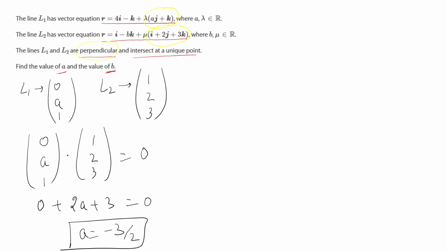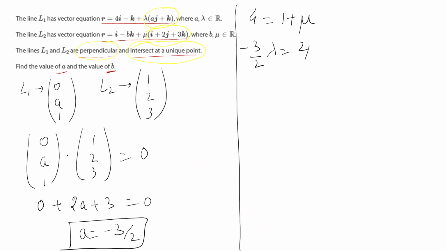Now to find the value of B, we have to use this condition that they intersect at a unique point. Since they intersect at a unique point, it means both lines' x, y and z values should be equal. So if I am equating my x values, I will get 4 is equal to 1 plus mu. For y values, minus 3 by 2 lambda is equal to 2 mu. And the last one is minus 1 plus lambda is equal to minus b plus 3 mu.